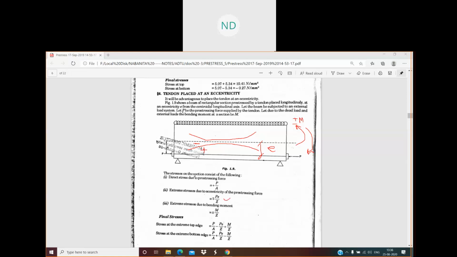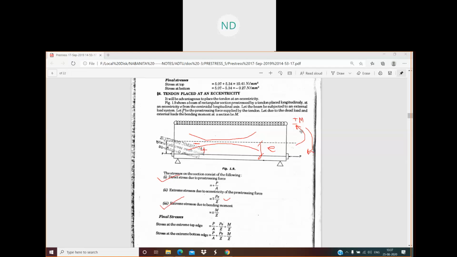Whenever you have an eccentric tendon, what happens? You're having three types of stresses. Direct stress, you know why? Because of the pre-stressing force. Next you will have the stress due to the bending moment which is developed due to the dead load and live loads. So due to all the total loads, whatever is the moment, due to that moment one stress is developed, that is your plus minus M by Z.